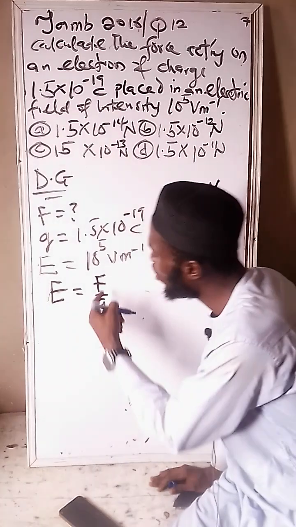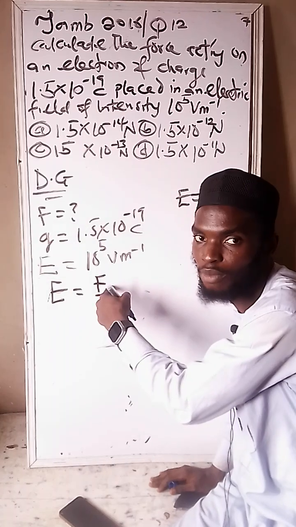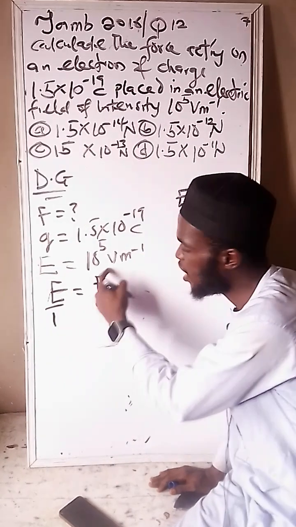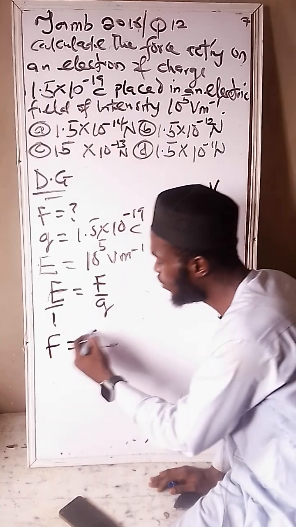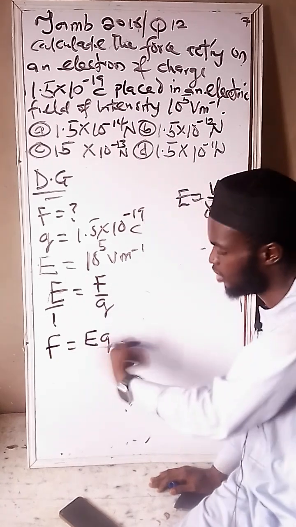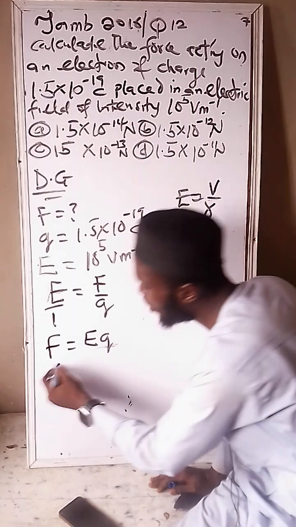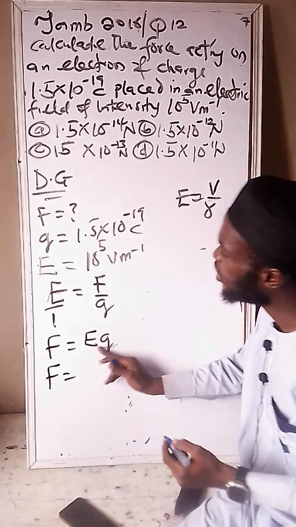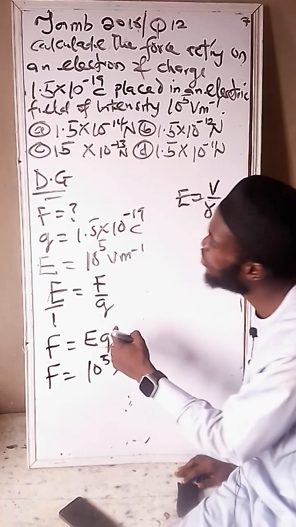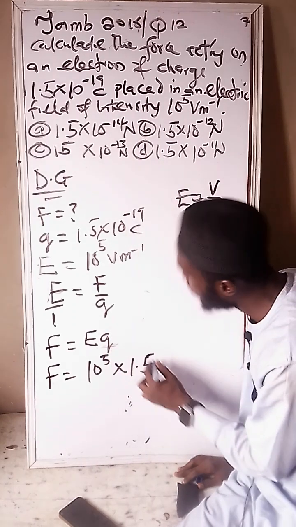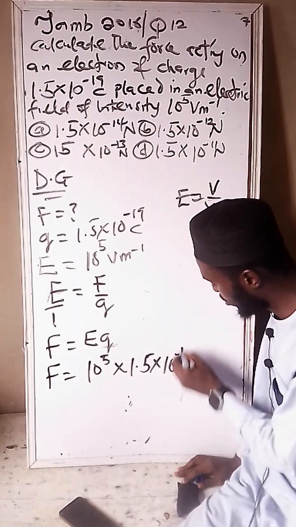So now we are looking for F. That's what we have to calculate. Make F the subject of the formula here. This is divided by 1. F times 1 will give us F. Cross multiply. E times Q will give us what? EQ. Now, this is the formula to use. Substitute in the parameters here. What would that be? F equals to, what is our E? 10 raised to power 5, times what is our Q? Q is 1.5 times 10 raised to power what? Minus 19.